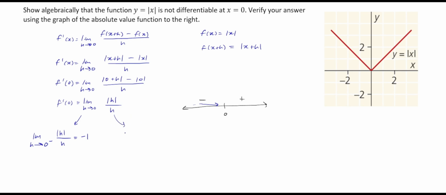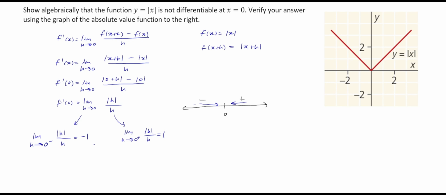Now, as I come from the right, the absolute value of h over h, so as I come from the right this way, my h value is going to be positive. The absolute value maintains its positivity. Divided by the exact same number, it's positive 1.